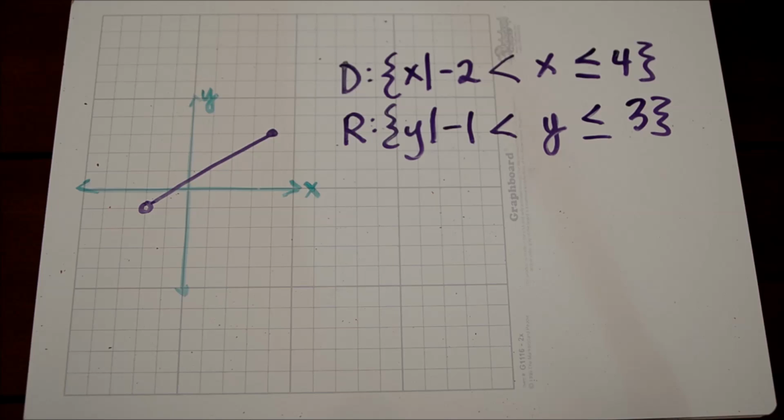So our range values are all the y values that are greater than -1 and less than or equal to 3. It's everything in between them, not including -1, but including +3. So a possible range value could be 3, it could be 2, 1.5, 0, but it can't be -1 and it can't be anything outside of those values of -1 and 3.